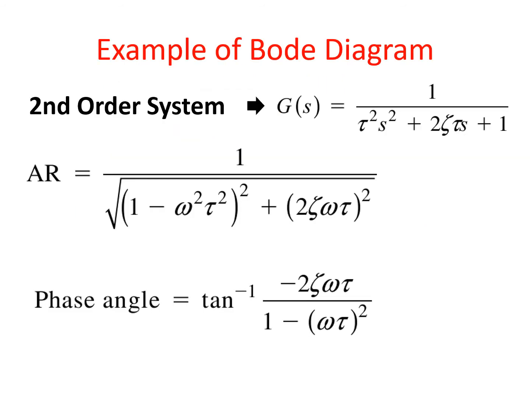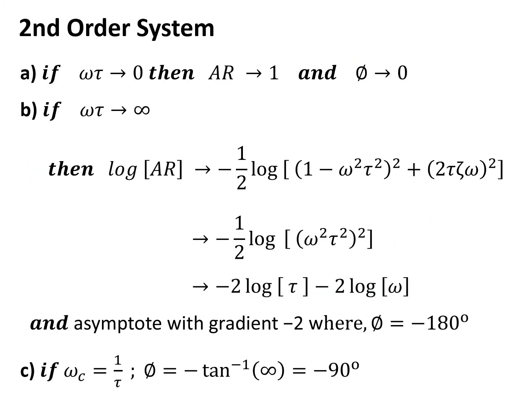And for a second order system, it's the same thing. You have the transfer function, you convert into the frequency domain, and you get the amplitude ratio equal to this and the phase angle equal to this, as shown before. If you want to plot the asymptotic plot, let's look at the values at omega tau tends to 0: the AR tends to 1, phase angle 0. And for omega tau tends to infinity, high values, you take the log of the equation just now, and this is what you're going to get.